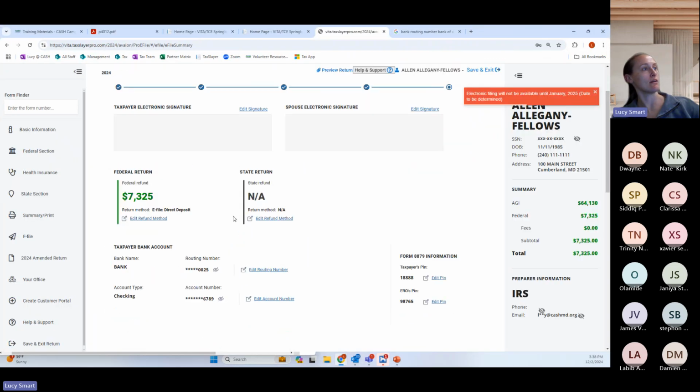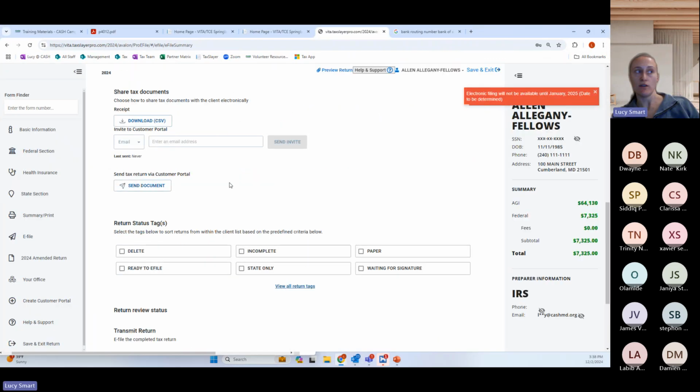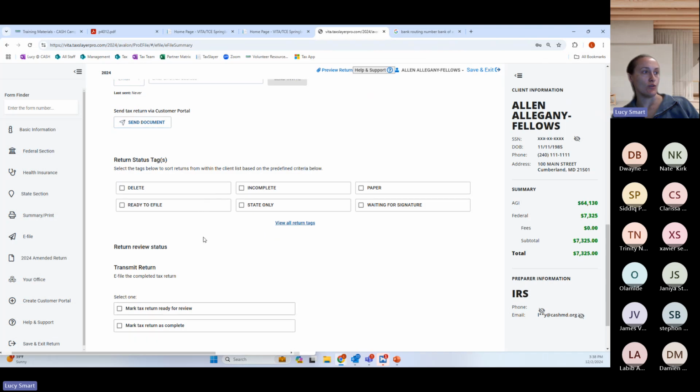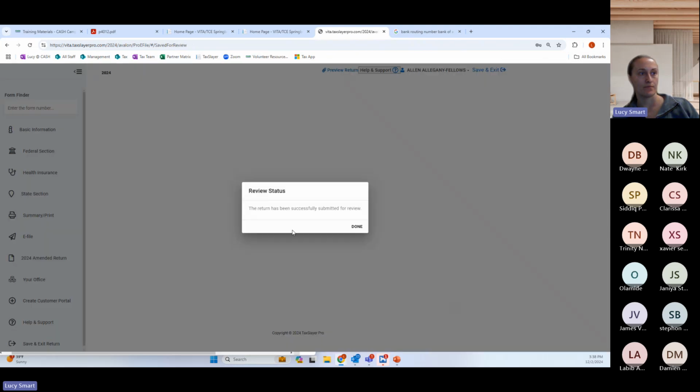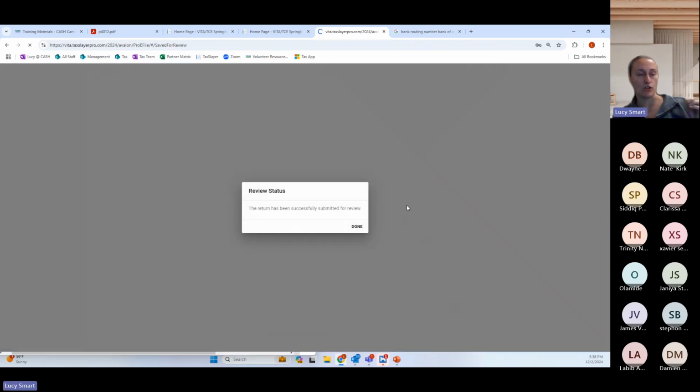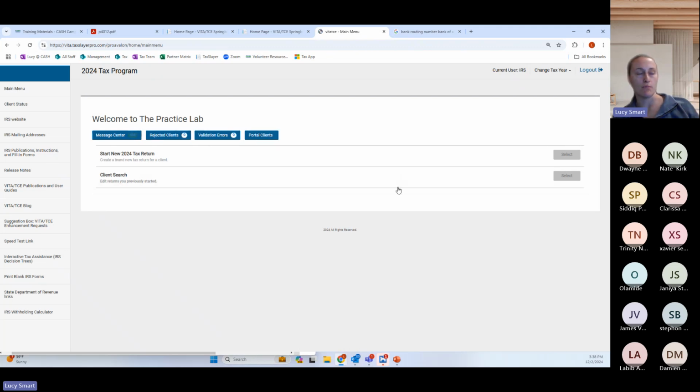Remember, as the preparer, we don't need to print anything. We just need to go here and click mark return as ready for review. And then you can go ahead and save and exit. The quality reviewer will do their quality review. We'll mark it as complete and then save and exit. The e-filer, so the site manager or whoever's assigned to e-file that day, will actually do the filing.